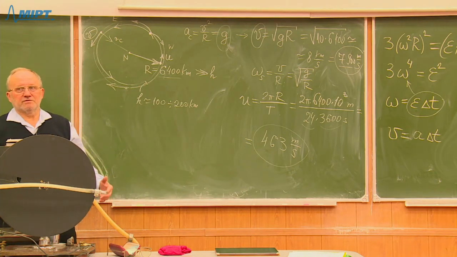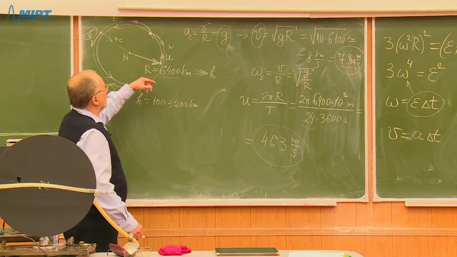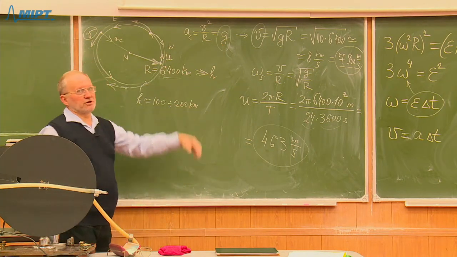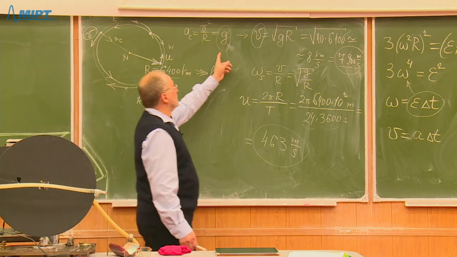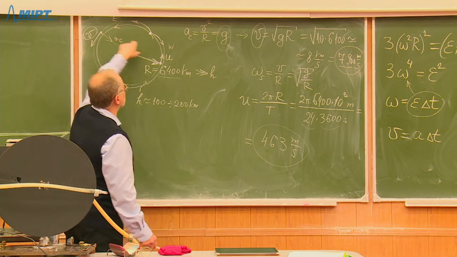In our weak gravitational field around the Earth, the acceleration of free fall will not depend on in which direction you move. It will always be the same. So the velocity of the satellite will be the same, regardless of where it moves.